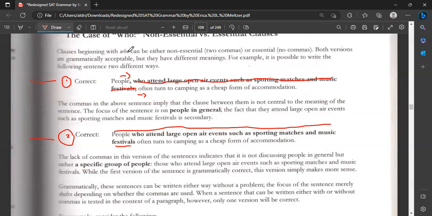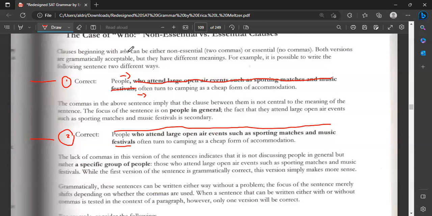Remember, non-essential clauses also modify what comes before. They just give you additional information about the subject, and in this case, additional information about these people. These people love to attend large open air events. But in the second one, we're looking at only these people who attend large open air events. So the second one is looking at a specific group of people. The first one is looking at people in general.